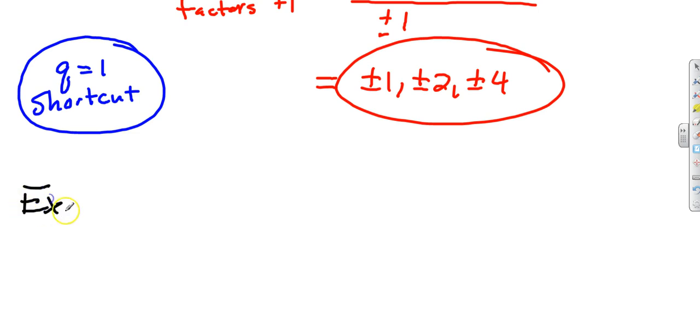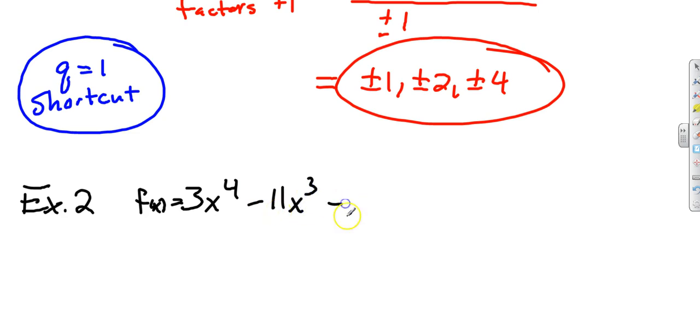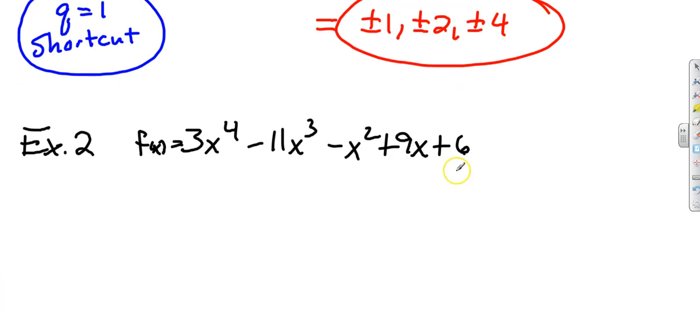All right, let's give you another one. Let's bump it up just a little bit here. All right, so f of x, let's go with 3x to the fourth minus 11x to the third minus x squared plus 9x plus 6. So p is 6, or again, if you want to put the plus in there, that's fine. And q is positive 3.